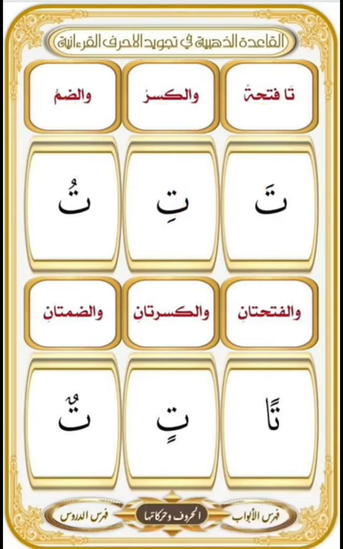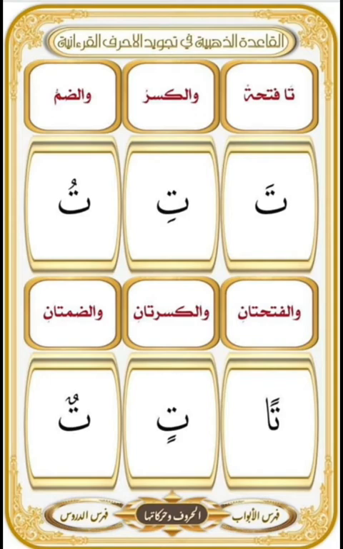The mistakes when pronouncing the letter ta with the vowel فتحة is to make the vowel heavy like this, ta, or light like this, te, and the right pronunciation is ta. With the vowel kasra is to not complete the kasra like this, te, and the right pronunciation is ti. With the vowel dhamma is to not complete the dhamma like this, to, or like this, tu.